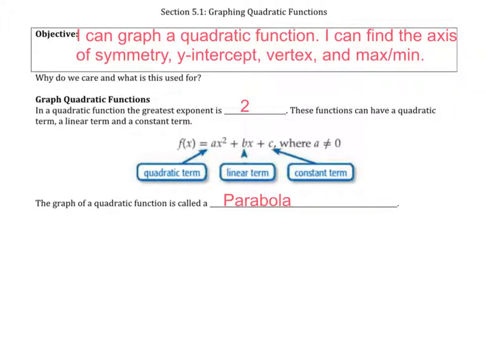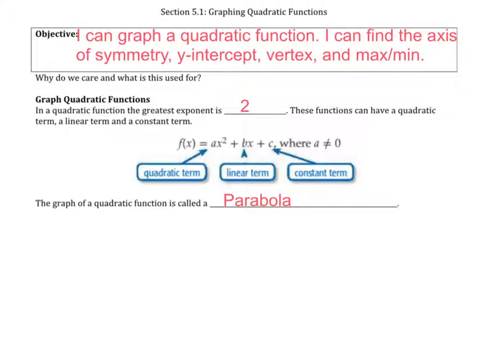This is section 5.1, Graphing Quadratic Functions. Our objective today is: I can graph a quadratic function, and I can find the axis of symmetry, y-intercept, vertex, and maximum or minimum. Why do we care, and what is this used for?